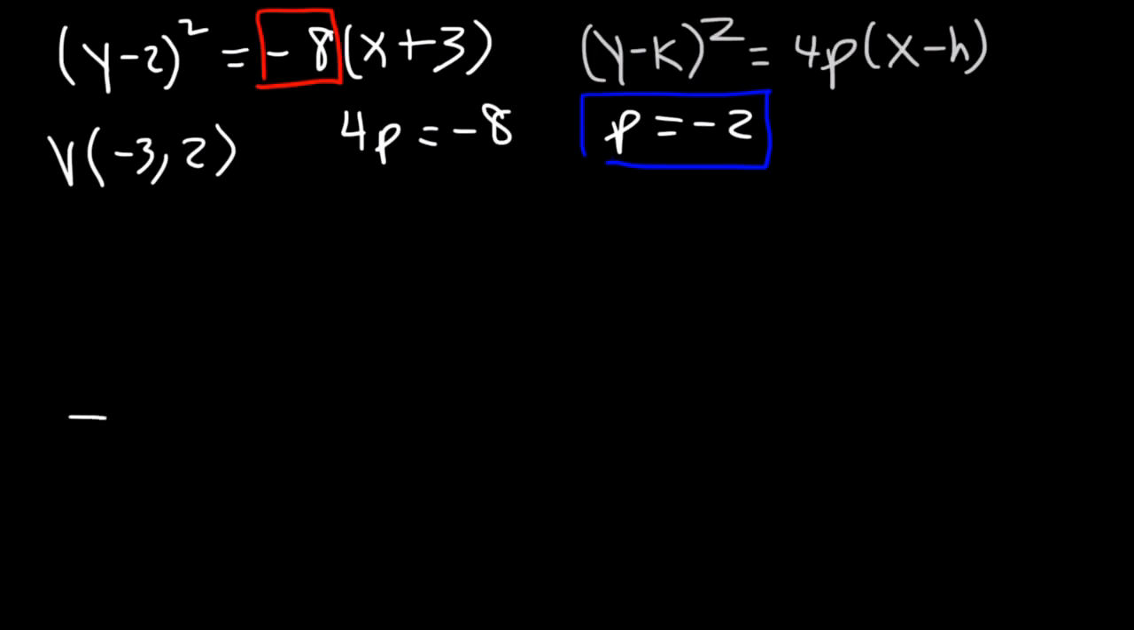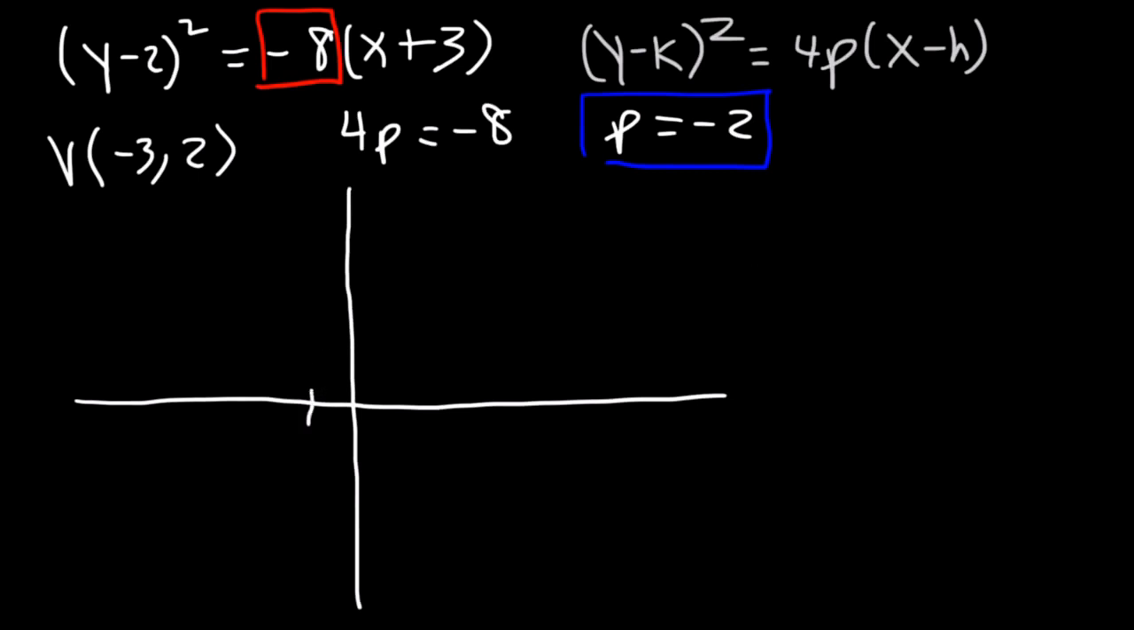So let's go ahead and make a graph. Let's begin by plotting the vertex, which is -3, 2. And now we know the graph is going to open towards the left, which means the focus is towards the left. So p is -2. Let's travel 2 units to the left, and this will give us the coordinates of the focus, which is -5, 2.